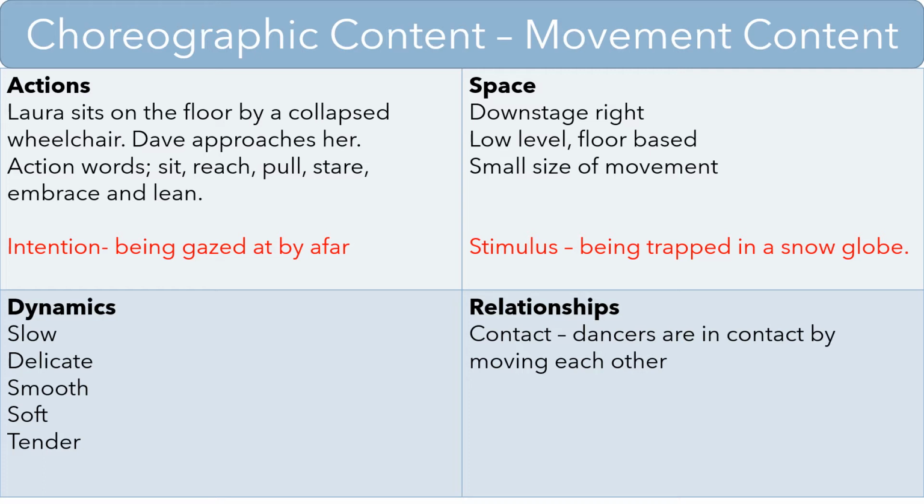Moving over to space, they are downstage right. Laura starts on the floor, so it's very much that the duet happens on that low level. It's very floor based, and there's a small size of movement generally. Small head circles, small gesture details like the fingertips that grasp her wheelchair. So very slight action. In terms of size of movement, it's quite small.